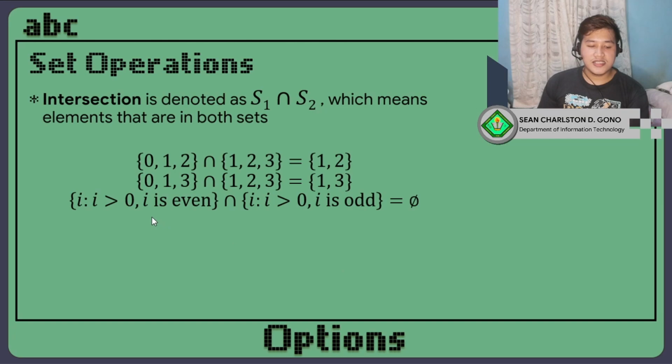If we try to intersect all the numbers that are even and all the numbers that are odd, we will get an empty set because they don't have similar numbers inside them.